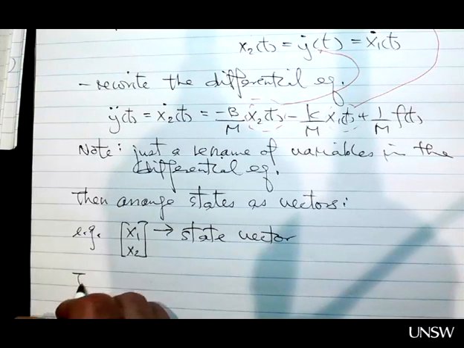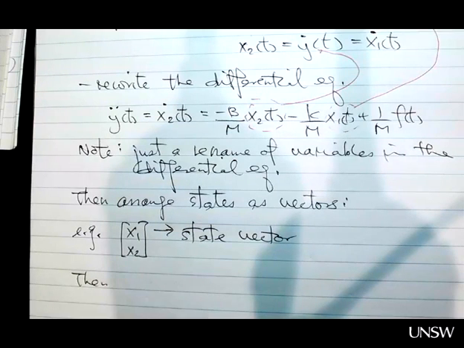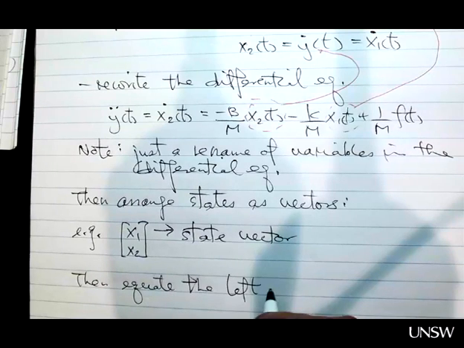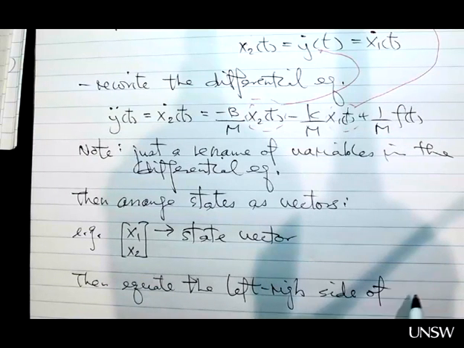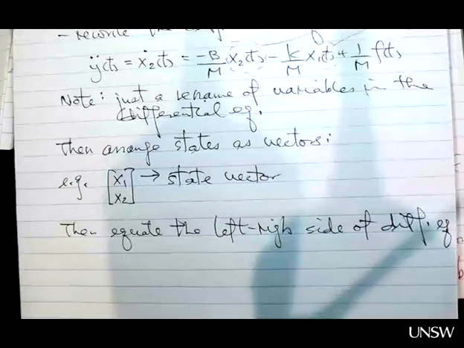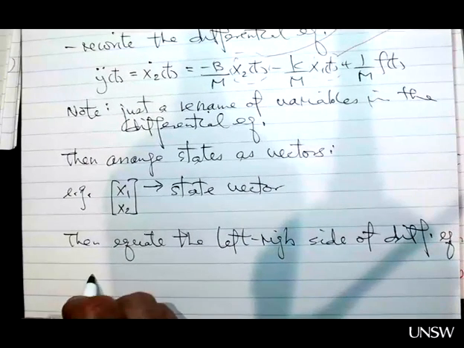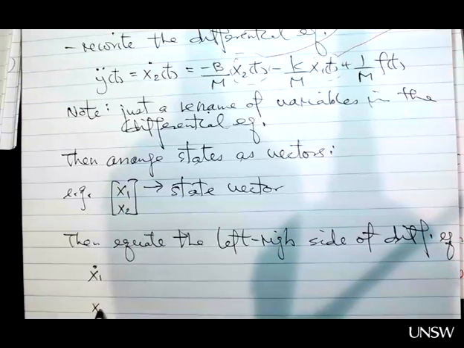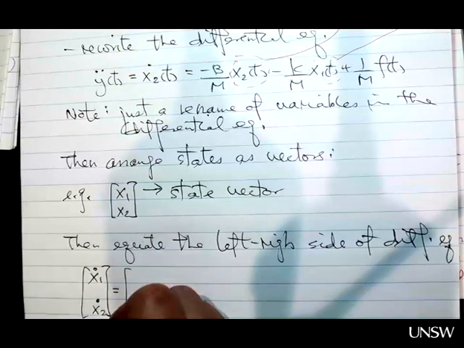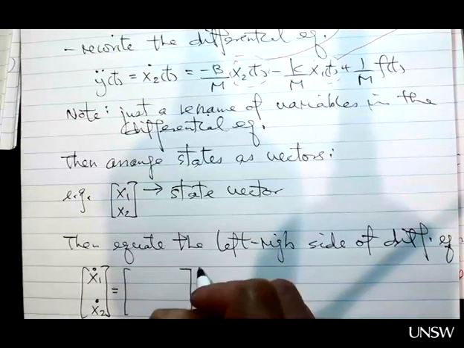And then equate the left-hand side and right-hand side of the differential equation. So we have x1 dot, x2 dot, and it equals a matrix to be constructed.